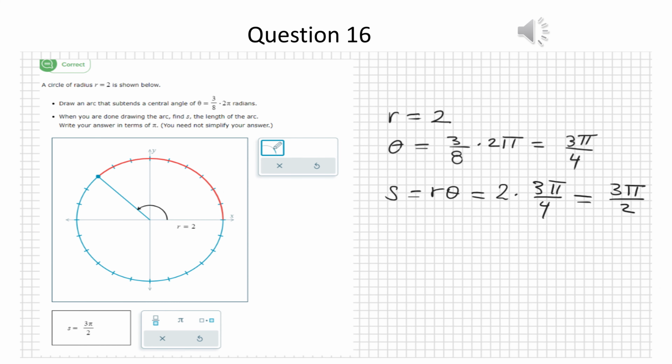Okay. This question is very similar. In this case, it's given that the radius is 2. So the theta is 3 over 8 times 2 pi. Actually it's 3 pi over 4. So now we use the formula for the arc length. S is equal to R times theta in radians. 2 times 3 pi over 4 is 3 pi over 2.